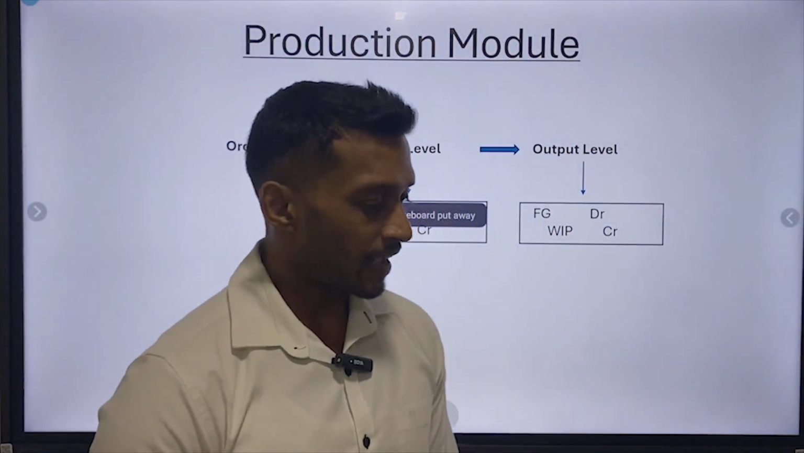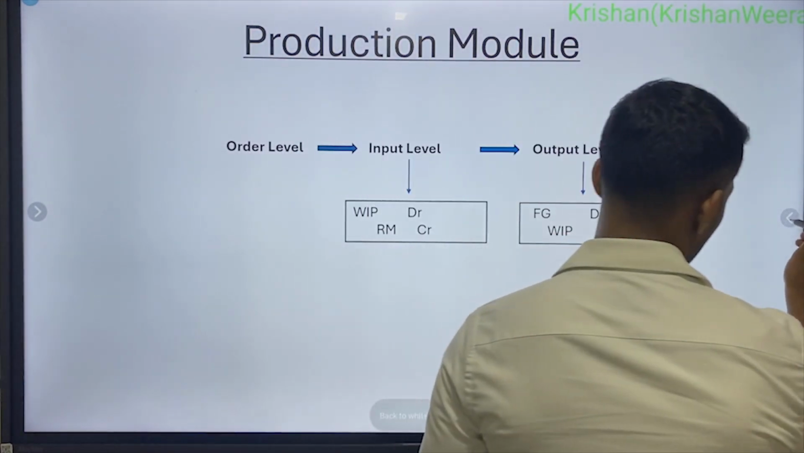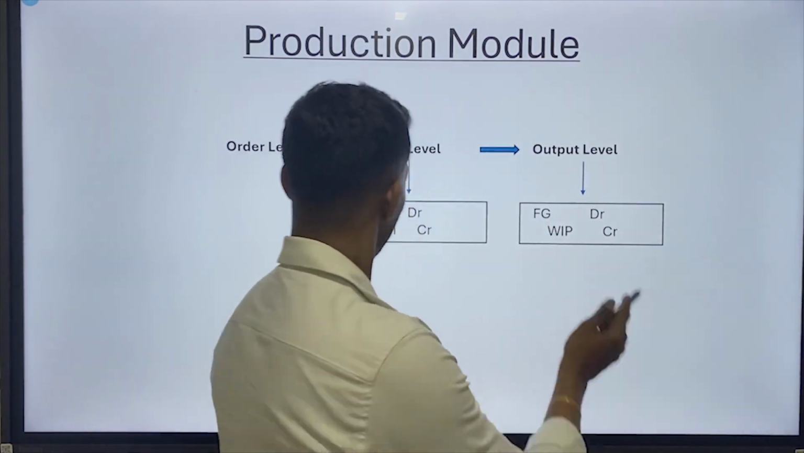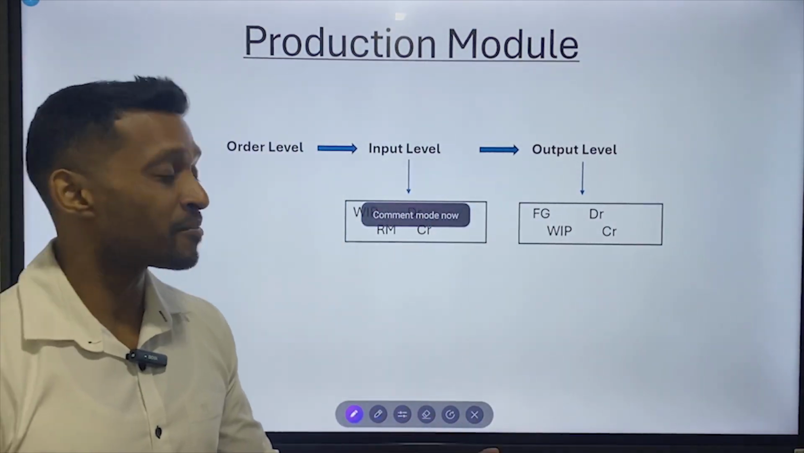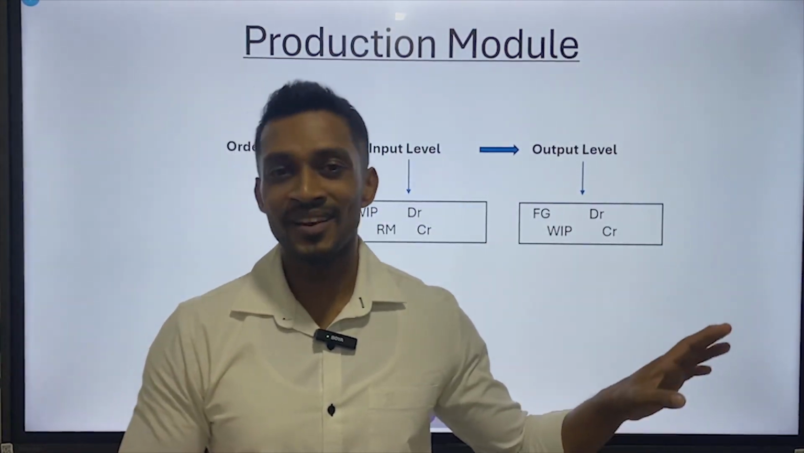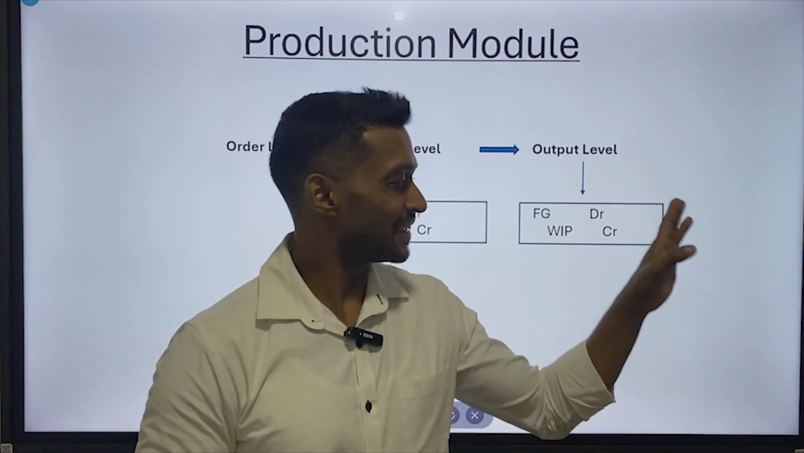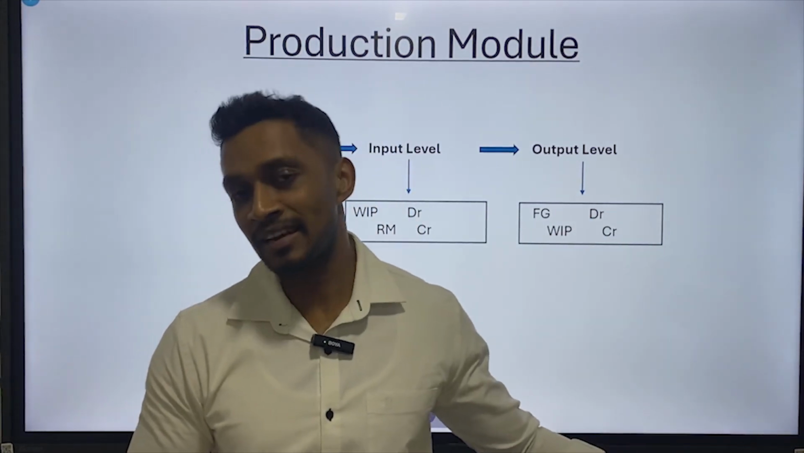Right, let's start the production module. When it comes to the production module, you can see very small double entries and very small stuff, but keep in your mind, the production module is not as easy as you see. It's very complicated to understand.